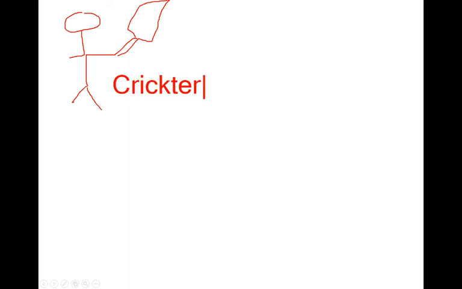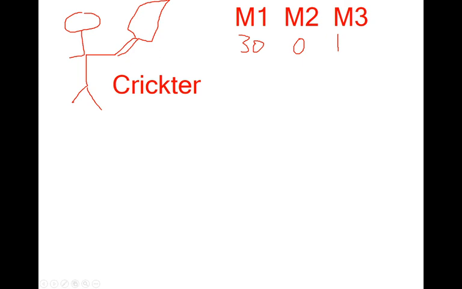Cricketer, right? Now, for example, he plays matches M1, M2, M3. In the first match, he makes 30 runs. In the second match, let's say he is out on 0. And in the third match, he ends up making 150 runs, right?